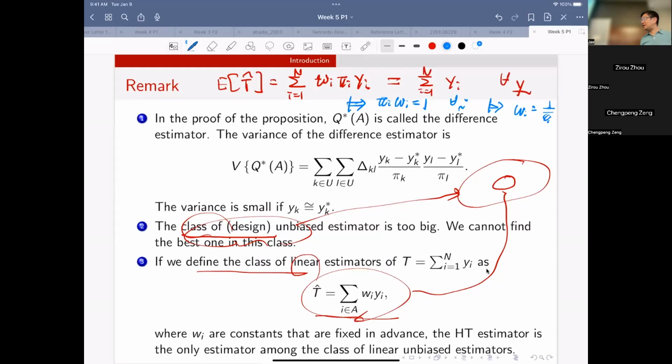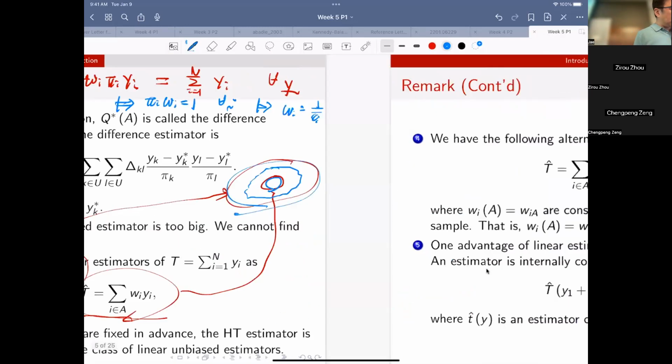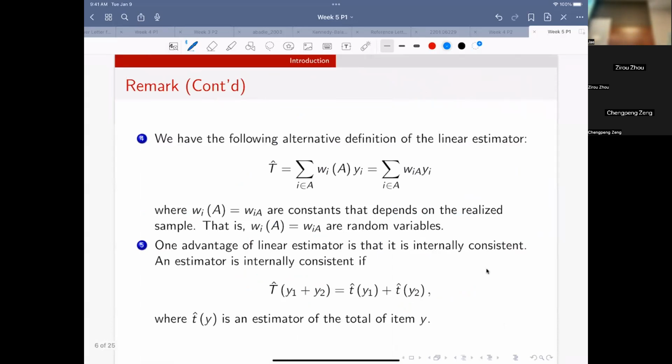So this is not really interesting, right? Because what's the point of considering optimality in a set with a single element? No point. So this one is too small, and the other one is too big. So we should figure out a reasonable class somewhere in the middle that gives us some interesting ideas.